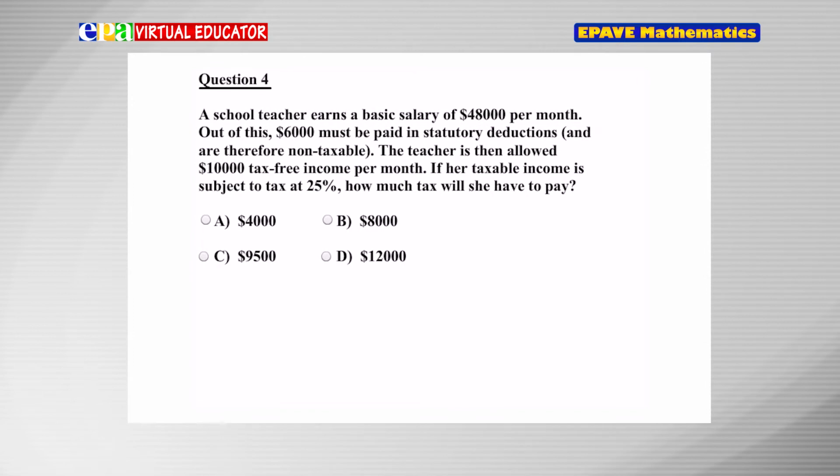A school teacher earns a basic salary of $48,000 per month. Out of this, $6,000 must be paid in statutory deductions and are therefore non-taxable. The teacher is then allowed $10,000 tax-free income per month. If her taxable income is subject to tax at 25%, what would she have to pay? A, B, C, or D in tax overall?